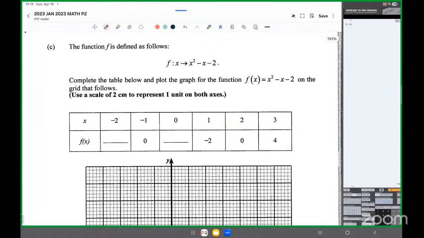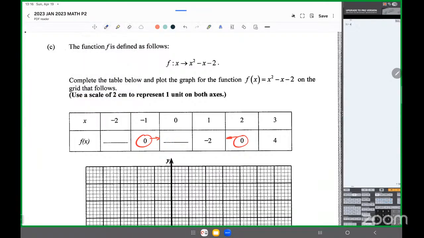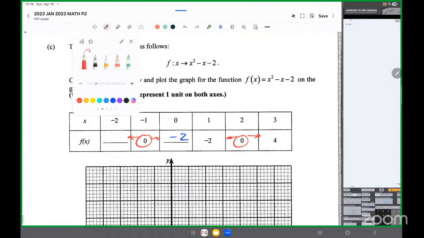It says f of x is equal to x squared minus x minus 2. Just complete the table and plot the graph. So remember, in a quadratic function, the values are symmetrical. So I see a 0 right here, and I see a 0 right here. So the left of this value matches the right of this value. So this is -2, that's -2 as well. Then the right of this value is the left of this value, which is a 4. So this value is a 4.